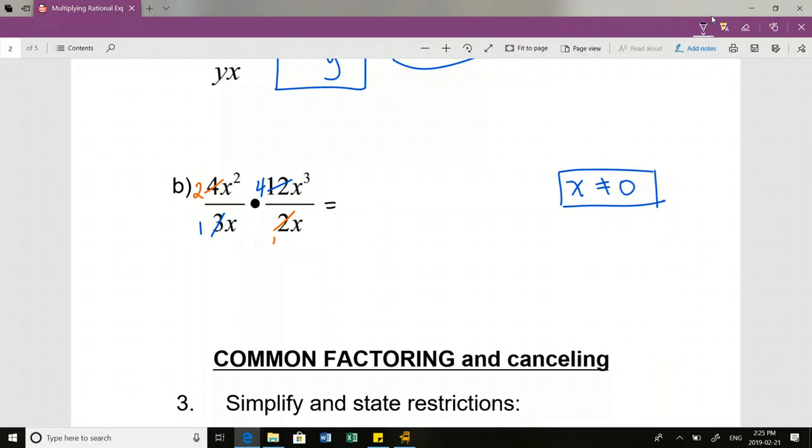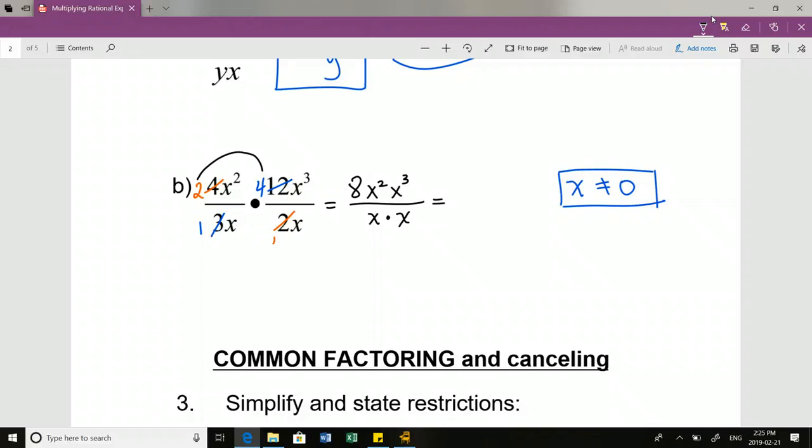Okay, maybe we'll just take a second and write what we have. 2 times 4 is 8. X squared, x cubed, over 1 times 1, so x times x. Now I like to just do kind of like a balancing thing. Are we just simplifying for that? Yep, we're just simplifying, yep. Okay.